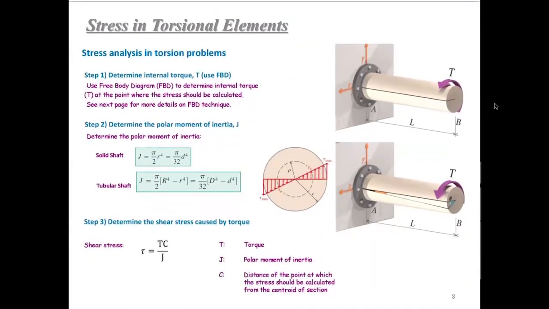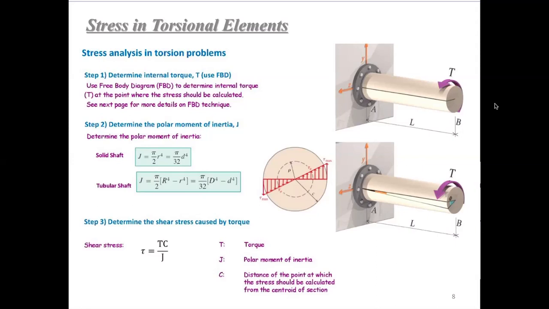Okay, to summarize, for the stress analysis in torsional elements, we have three steps. The first step is to determine the internal torque using a free body diagram. The second step is to determine the polar moment of inertia, that is the geometric property or sectional property, right? Then the third step is to determine the shear stress caused by the torque. These steps are actually very similar to the three-step algorithm we used in chapter 3 to do the stress analysis in axially loaded elements, right?